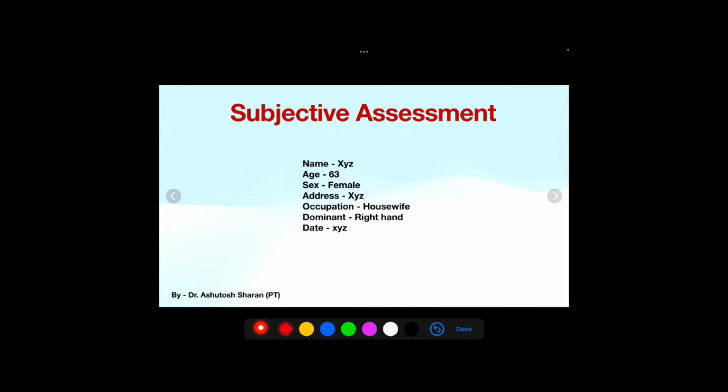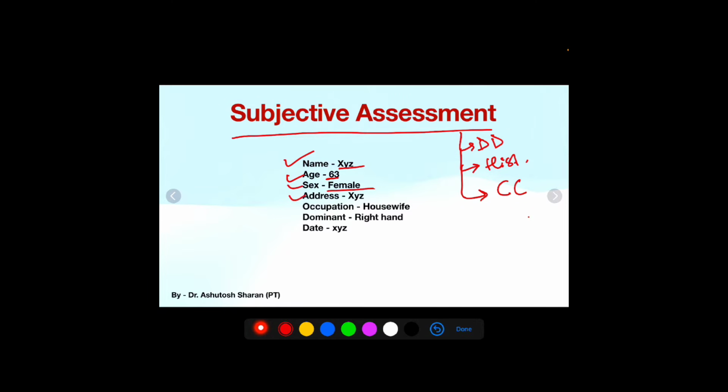Now, as a physiotherapist, what will be the first thing that you will do? You will start taking the assessment. First there is subjective assessment. The subjective assessment includes your demographic data, then history, chief complaint, all of these things. I have kept the name of the patient anonymous. So the name is XYZ, age is 63, we already know that, gender is female, address is XYZ, not relevant here right now. Occupation is housewife, dominant hand is right hand, and date is XYZ, once again not relevant right now.